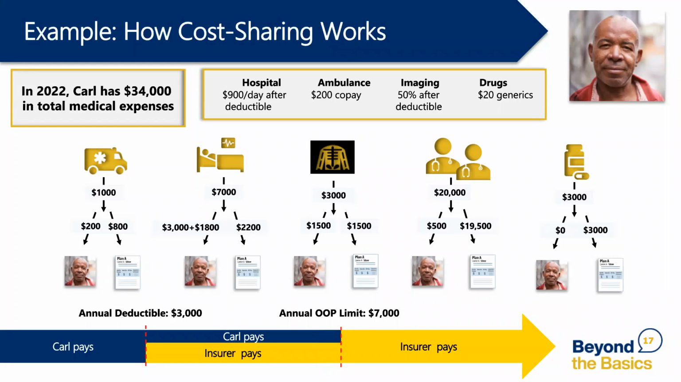And then there's a lot of doctor costs. There's some $20,000 over the course of the year. There's some in the hospital. There's some out of the hospital. But because he's getting so close to his out-of-pocket limit, he's actually only going to end up paying $500 in this example for the doctor visits. And the insurer is going to take care of the rest. And so once he hits his annual out-of-pocket limit of $7,000, he's not paying any more than that.